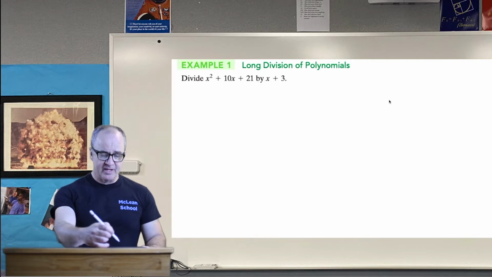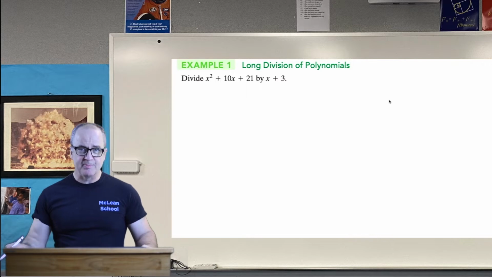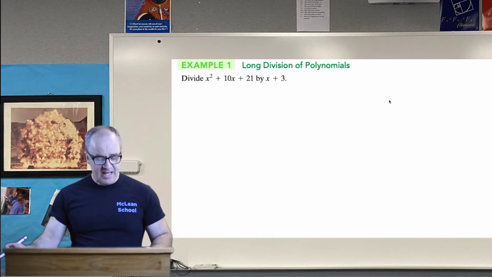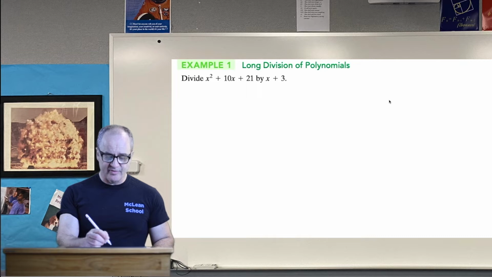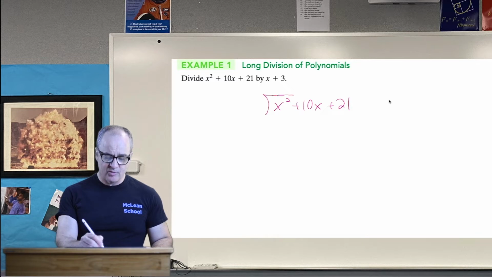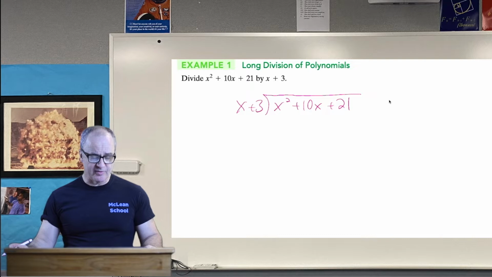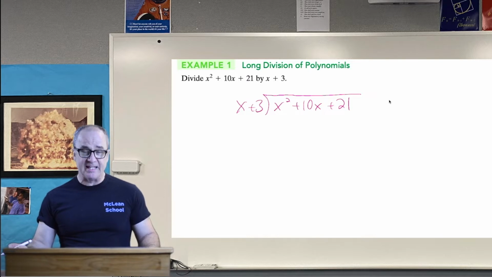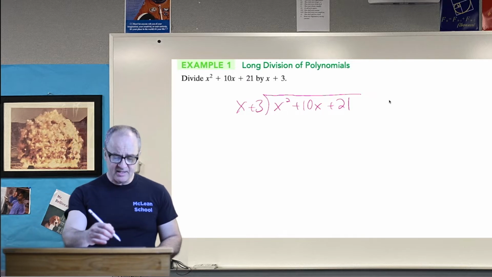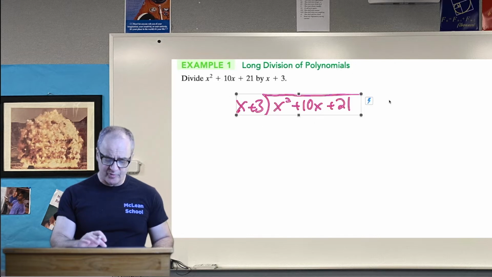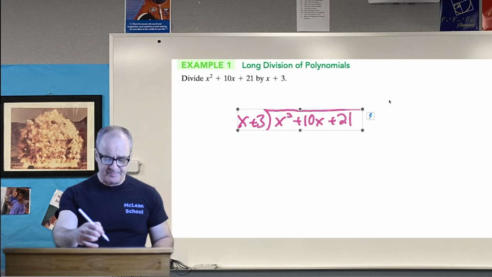So, I'm going to start right away with this example here on my Bright Link, and we're going to divide x squared plus 10x plus 21, and we're dividing it by x plus 3. Okay? Hopefully you remember how long division works, where you write what you're dividing by on the outside and what you're dividing into on the inside. And I'm suddenly thinking maybe I didn't leave enough room for where the answer goes, which is on top.